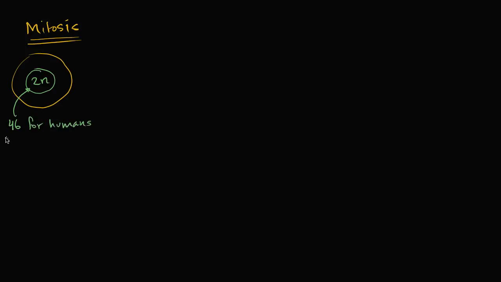46 for humans. You get 23 chromosomes from your mother, 23 chromosomes from your father, or you could say you have 23 homologous pairs, which leads to 46 chromosomes. Now, after the process of mitosis happens, and you have your cytokinesis and all the rest, you end up with two cells that each have the same genetic information as the original. So you now have two cells that each have the diploid number of chromosomes. So 2n and 2n.